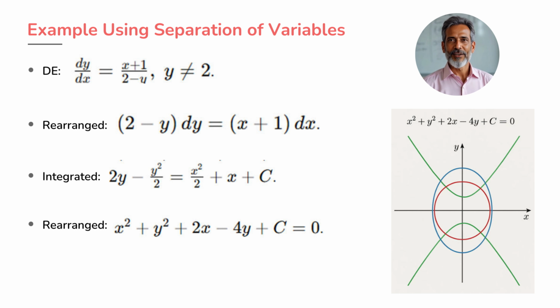Step 2. Integrate both sides. The left side integrates to y minus y squared by 2. The right side integrates to x squared by 2 plus x plus constant c. Step 3. Rearrange into a neater form. x squared plus y squared plus 2x minus 4y plus c equals 0. This is our family of solutions, and interestingly, it represents conic sections. So, a simple looking first order, first degree differential equation actually gives us circles or parabolas depending on the constant.